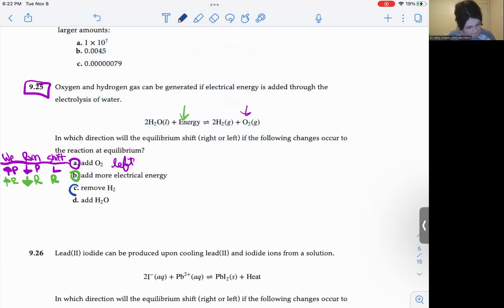So now remove our hydrogen, remove the hydrogen. So that's one of our products. So we are decreasing the products, so the reaction is going to want to increase the products. So then the reaction is going to lean to the right, right? So just make sure we write this in here.